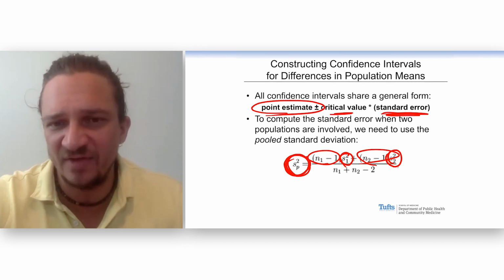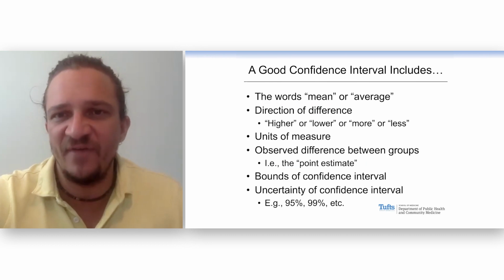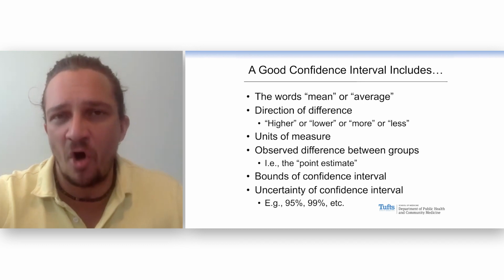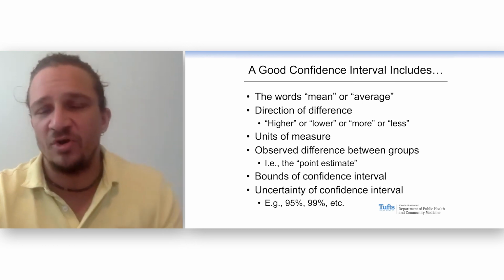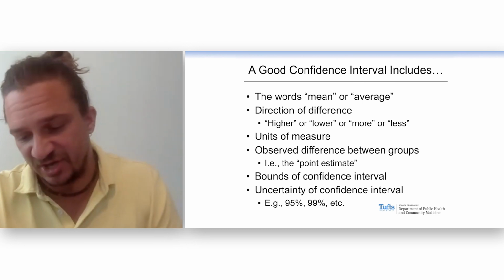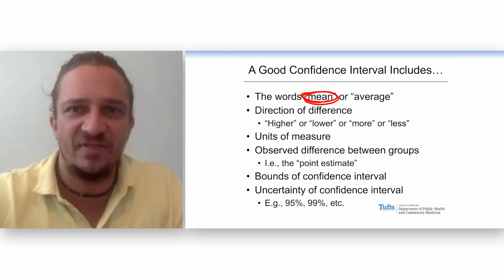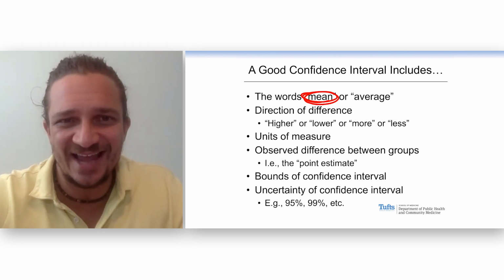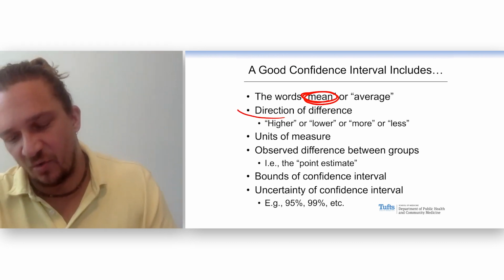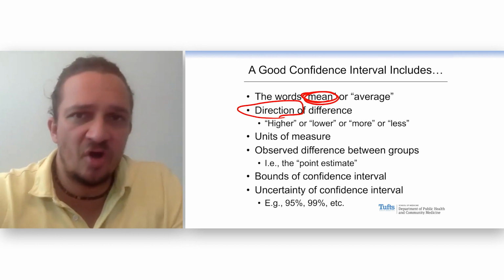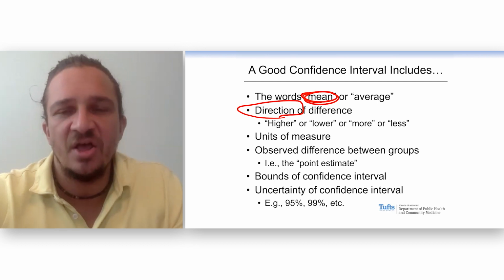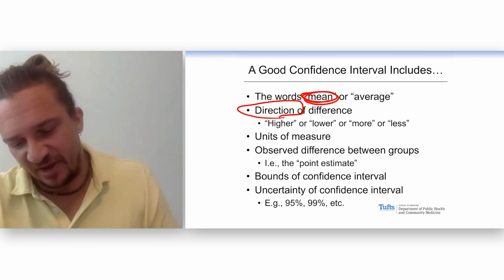Now, when we write out these confidence intervals, we have to be very careful that we include some elements. And when you're first learning this, always double check that you have these. We're talking about continuous variables, so we have to be clear that we're saying the mean blood lead level, for example. Always indicate which direction you are talking about. Higher, lower, more, less. Directionality is so important. Think that your units have to be included.